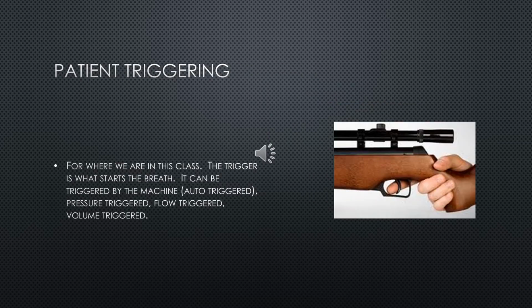Okay, so the trigger, patient triggering, for where we are in this class, we're going to have a whole lecture on this down the road. So for where we are, the trigger is what starts the breath. So the patient can generate a breath by a negative pressure, a negative flow, or a negative or positive volume, I guess, triggering back a volume to trigger. They don't use volume triggering very often, but pressure trigger and flow trigger. Flow trigger is probably the most common right now, but now we have an electrical stimulus trigger as well, which would be a knob by servo maquette.